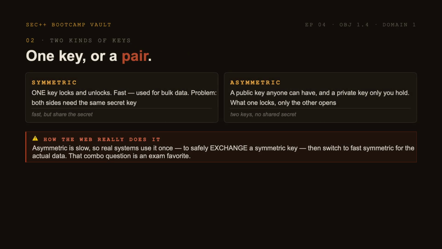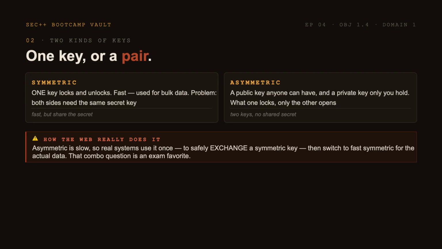Two kinds of encryption keys. Symmetric means one single key locks and unlocks. It is fast, so it is used for bulk data. The problem is both sides need that same secret key, and getting it to them safely is hard. Asymmetric solves that with a pair. A public key you can hand to anyone, and a private key only you hold. Whatever one key locks, only the other can open.